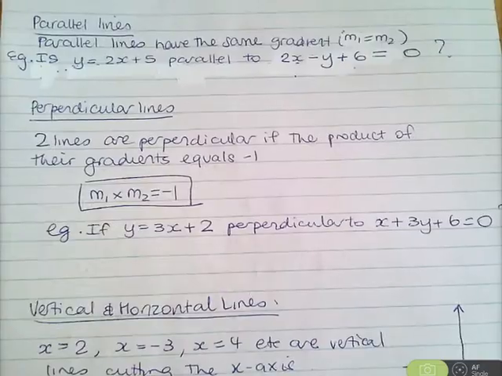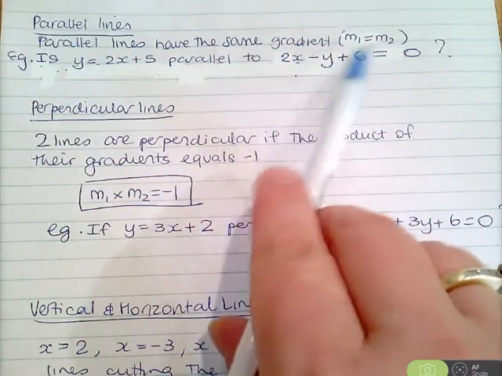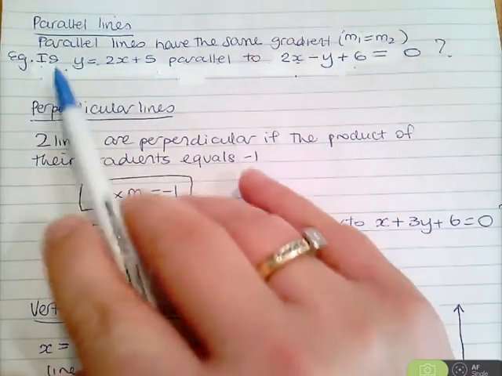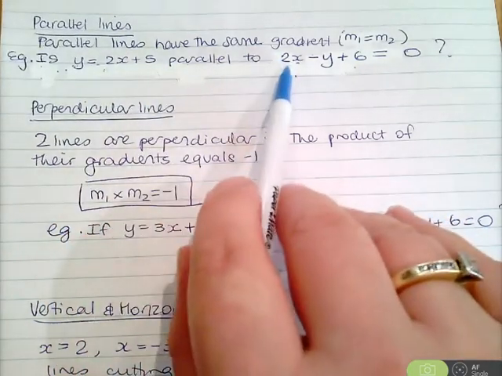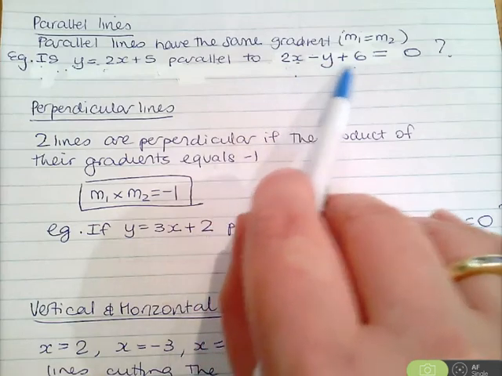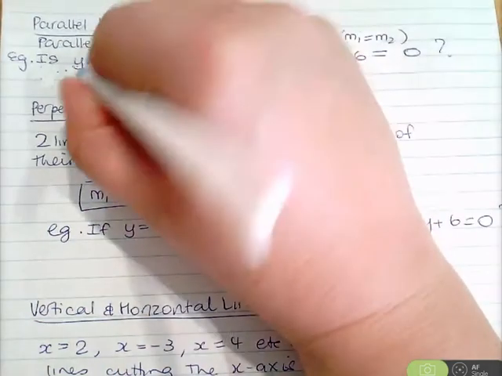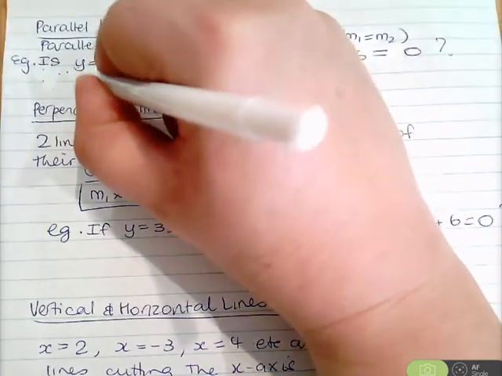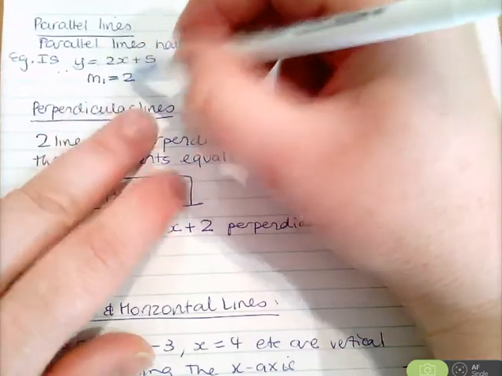Okay? Now for parallel lines. We know that parallel lines have the same gradient. So here is a question. Is y equals 2x plus 5 parallel to 2x minus y plus 6 equals 0? Now this line here is in y equals mx plus b form, and it has gradient equal to 2. Because that's line 1, I'll put m1 equals 2.